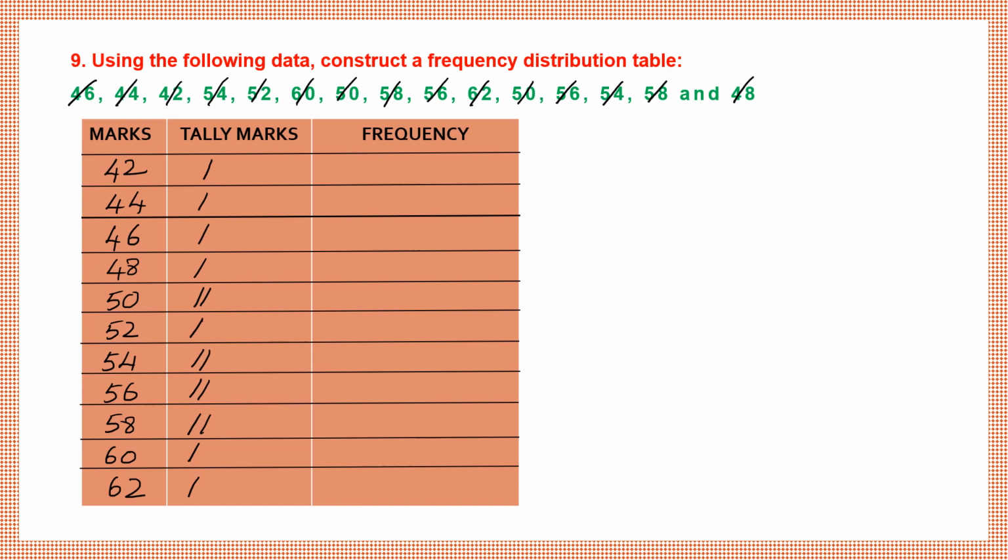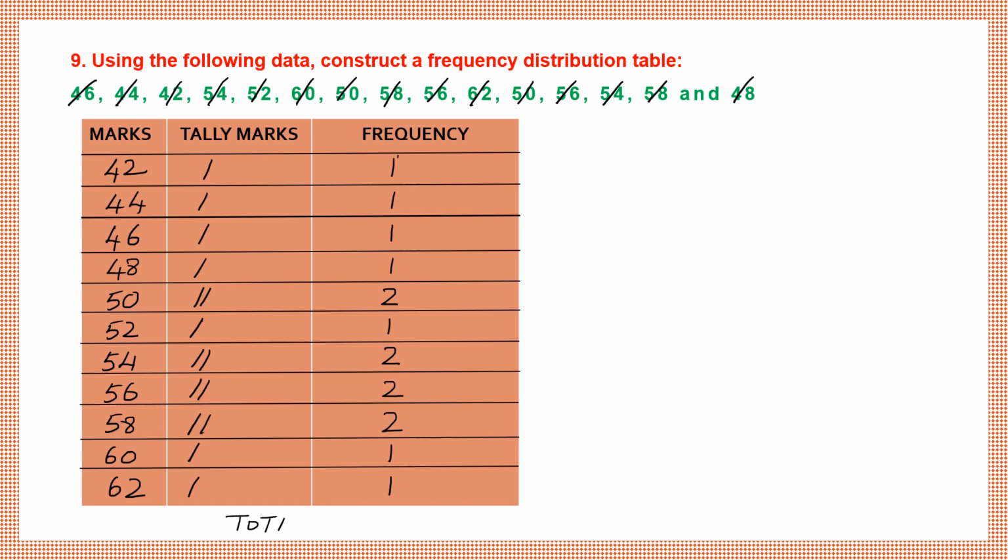Now we're going to write the frequency to see how many times these have occurred. So the tally marks will help us. So 42 has occurred once, 44 once, 46 once, 48 once, 50 twice, 52 once, 54 twice, 56 twice, 58 twice, 60 once and 62 once. Okay, so we have written our frequency also.